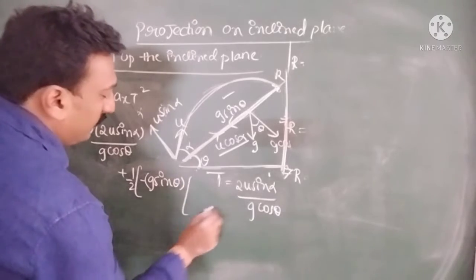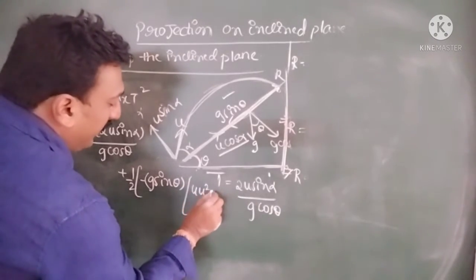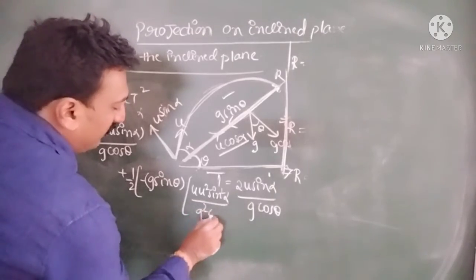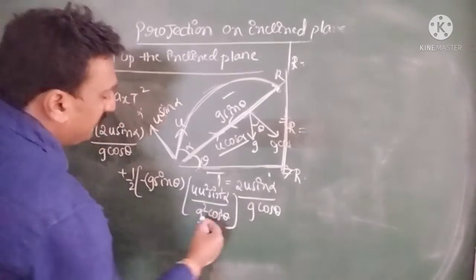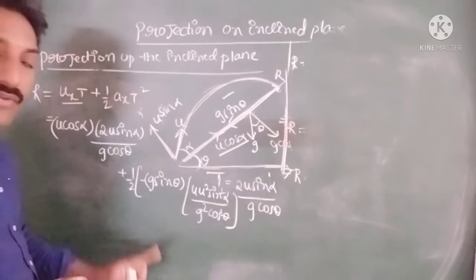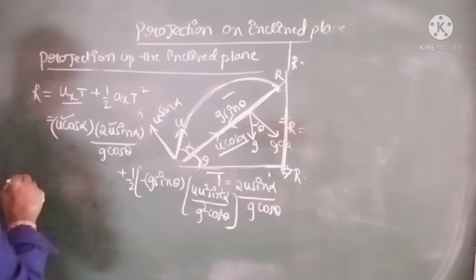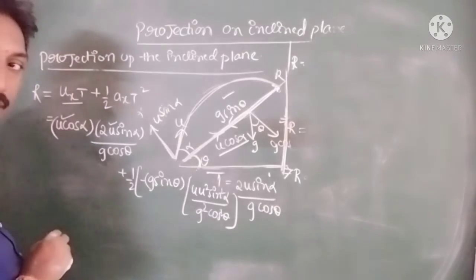T square. So what will we be getting here? 4u square sin square alpha divided by g square cos square theta. Okay, now this is the value of range. Once again I am writing here. So here u into u, so what will we be getting here? That is u square.